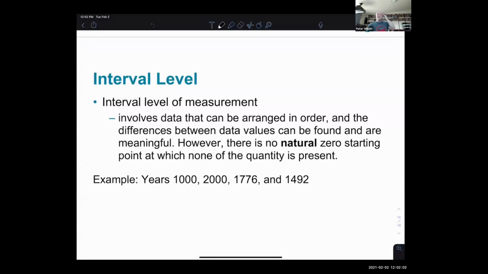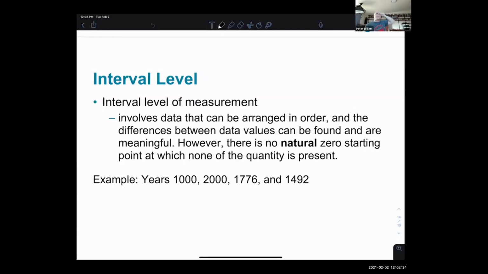So this involves data that can be arranged in order, and the differences between data values can be found. As soon as they say differences can be found, then you really need to have numbers, because you find a difference by doing subtraction. And they're meaningful, unlike the differences in the numbers of jerseys. However, there's no natural zero starting point at which none of the quantity is present. So we really have to understand that probably via examples.